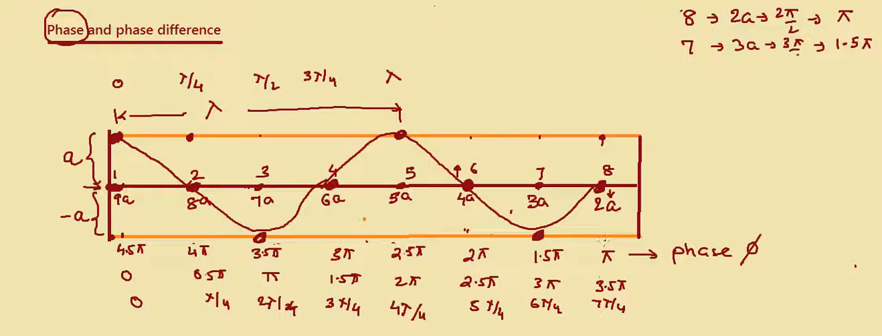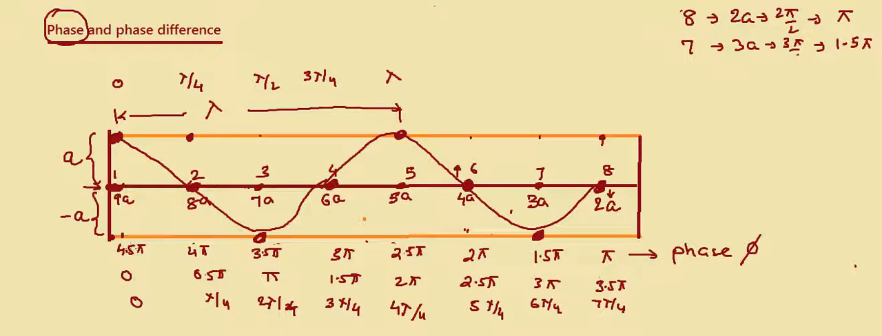The phase of particle number 1 is 4.5 pi, the phase of particle number 7 is 1.5 pi, and like this we have different phases of these particles. To quickly recap, the phase of particle 8 is pi because it has completed 2 amplitudes of motion, and 1 amplitude of motion is pi by 2. That gives us pi. And in a similar fashion, we have got the others.